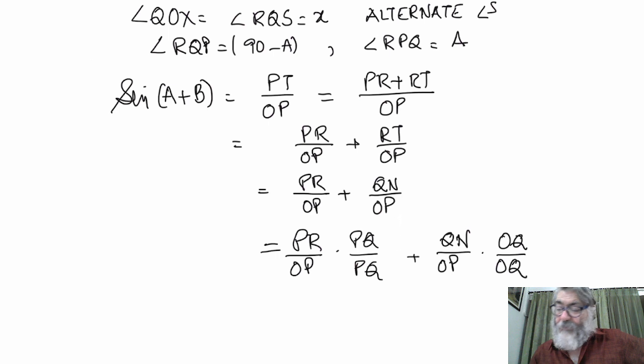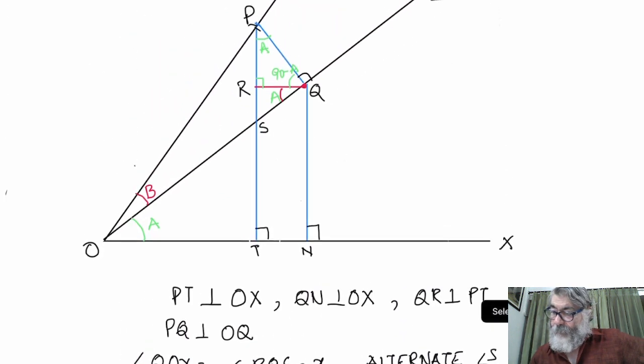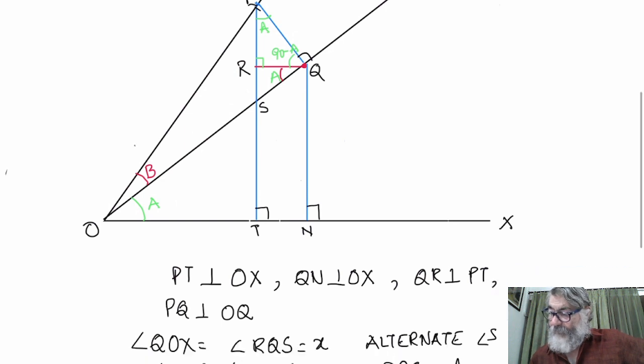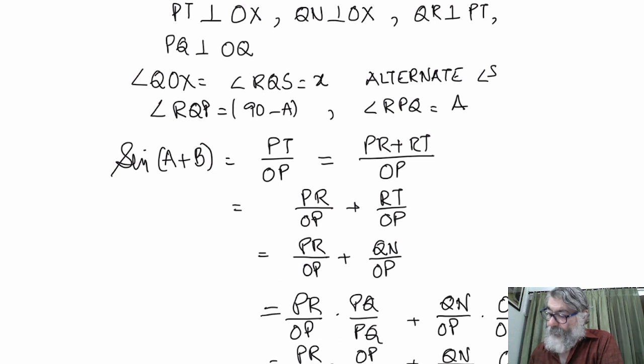Now PR upon OP. Let us see, no, not PR upon OP. We had changed that now. We got PR upon PQ. Now I have to bring PR upon PQ and OP upon PQ. That is why we had multiplied. And similarly QN upon OQ and OQ upon OP.